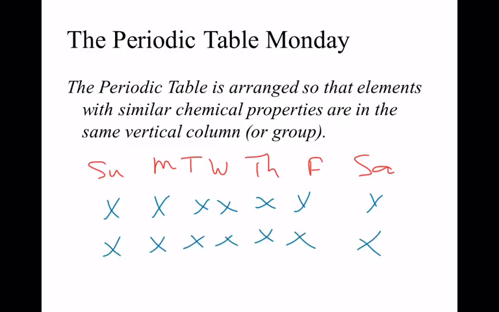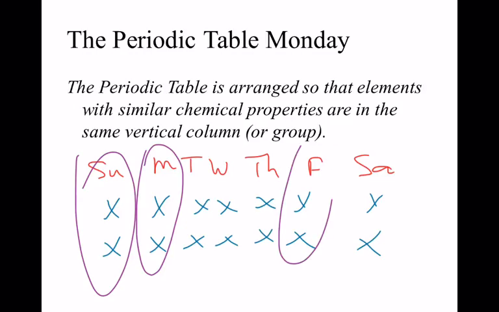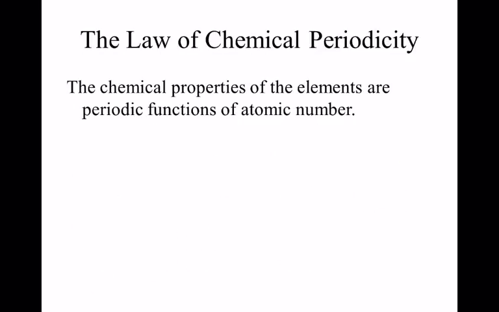The calendars are lined up so that these days are very similar, these days are very similar, these days are very similar. You get the idea. That's actually what Mendeleev came up with. It's called the Law of Periodicity. If something's periodic, it basically comes back around. So what he found out is if you go across 7 days, 7 elements, it comes back around to repeat itself. The law of periodicity.